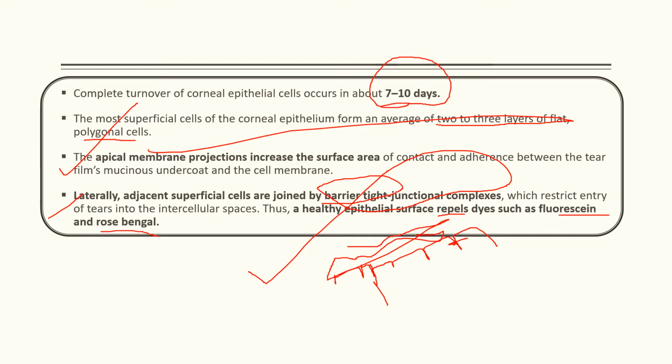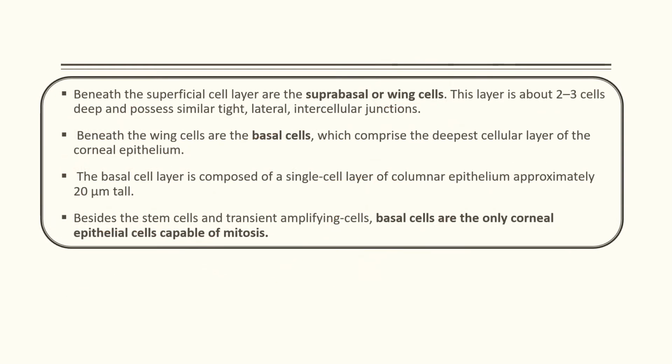But if there is an abrasion, like see, this is the cornea. Now this is an abrasion. So what will happen is that this area will be filled up with the fluorescein dye and we call it stain positive. Now beneath the superficial layers are the supra basal or the wing cells.